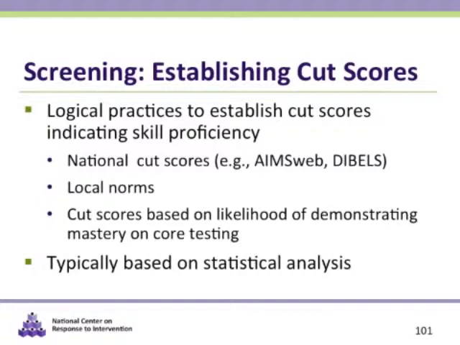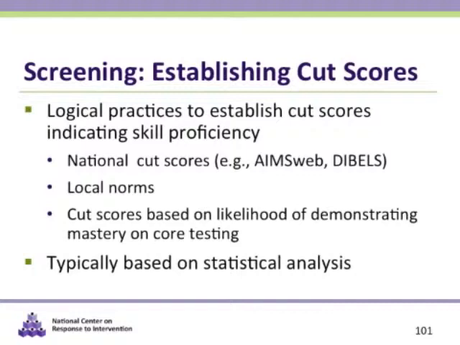Some things to think about is that you do need adequate sample size, at least a year of data, in order to statistically calculate how your screening tool predicts to your outcome measure. You can also use cut scores based on the likelihood of demonstrating mastery on your specific core test. Remember, more published measures are probably on broader tests, but if you have a specific core test, you can calculate the predictability of your cut scores to that.